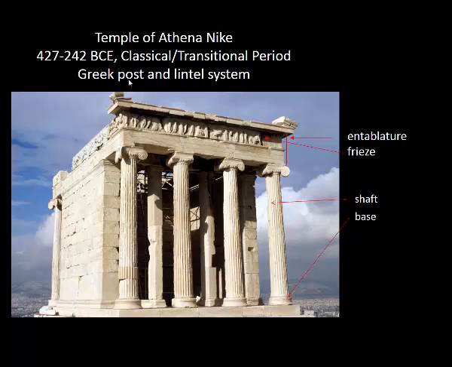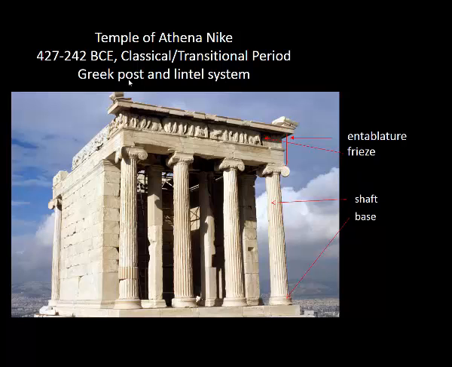All right, we finished up with a few architectural terms. We are looking at the Temple of Athena Nike, which is located on the Acropolis in Athens. Now, the temple that we see here is a great example of the Greek post and lintel system. We studied the post and lintel system when we were looking at Neolithic architecture, more specifically Stonehenge.